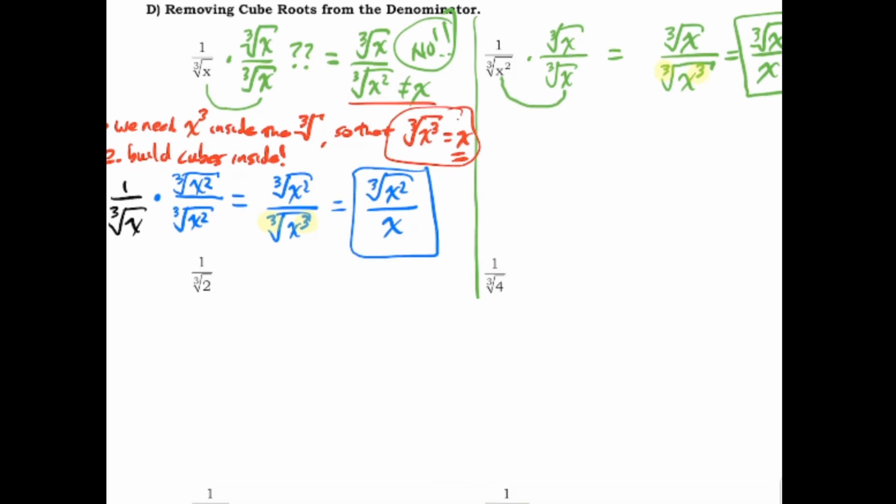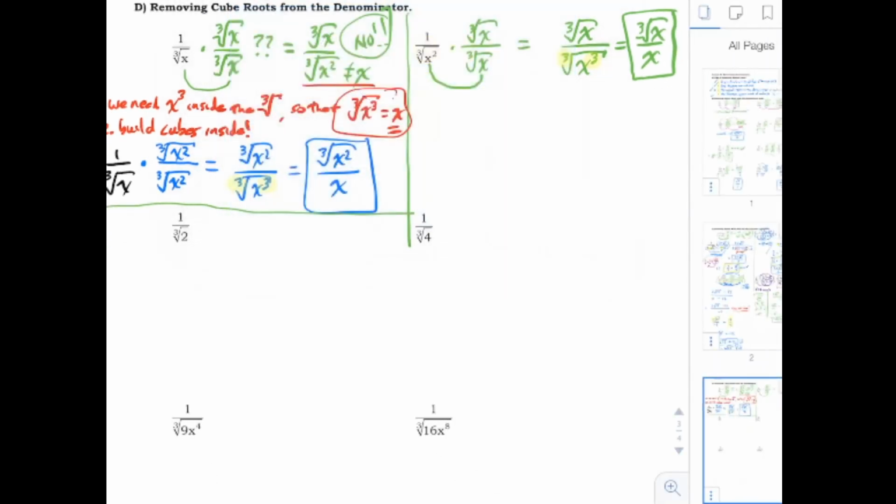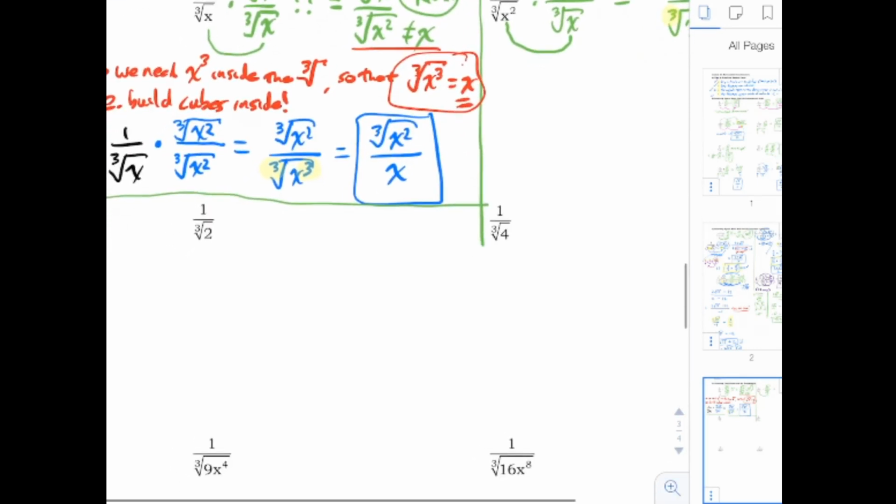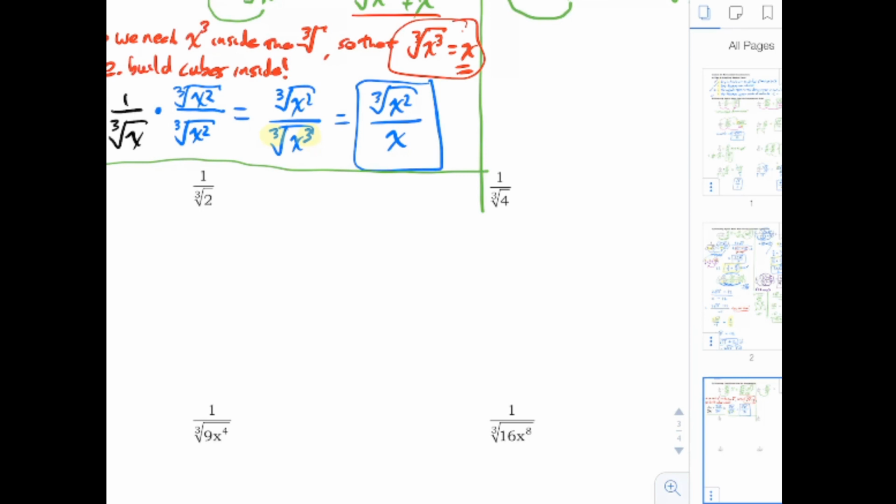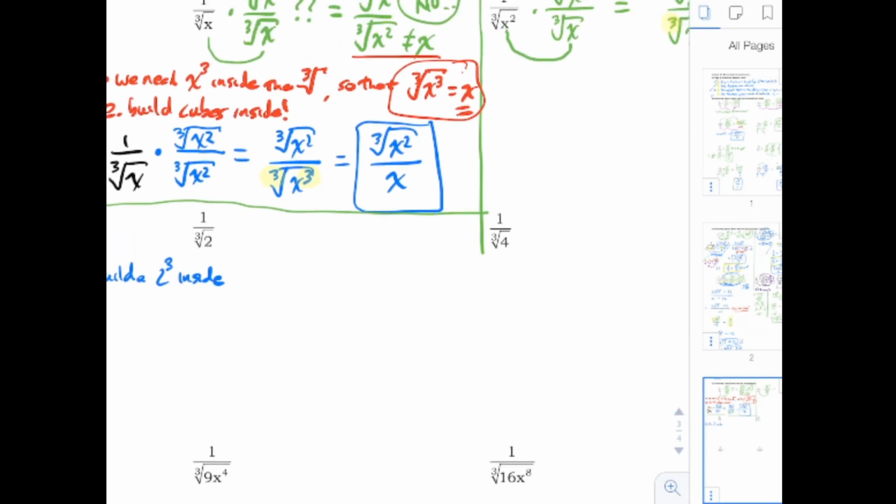These next two examples are actually very similar. What we got here is we got numbers instead of x's, but you can kind of play the same exponent game if you want. You need to build a cube. Build a 2 cubed inside. Before we had an x, we wanted to make an x cubed. Here we have a 2, we want to make a 2 cubed. So you have to multiply by 2 squared. So on the top we'll have the cube root of 2 squared. And on the bottom we'll have the cube root of, remember you're multiplying the insides together. 2 times 2 squared will give you a 2 cubed, like this.